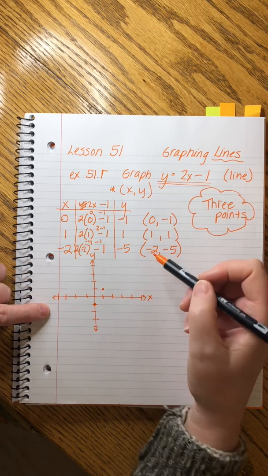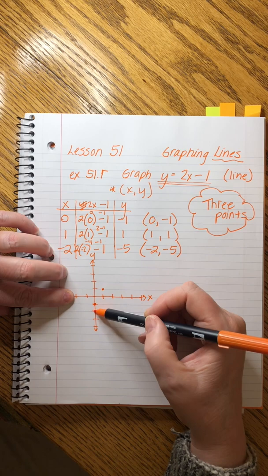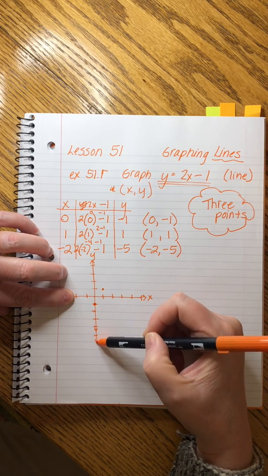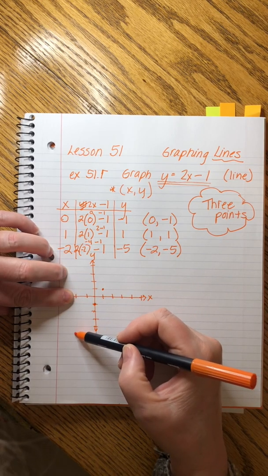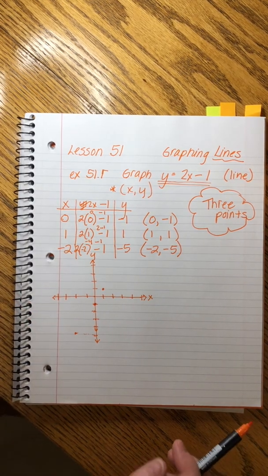And then -2 is here, and then -5. 1, 1, 2, 3, 4, 5. So I have to extend a little bit. See how I did that? And here it kind of helps if I make my rectangle, right? Now I can see very clearly, oh look, there's a straight line.